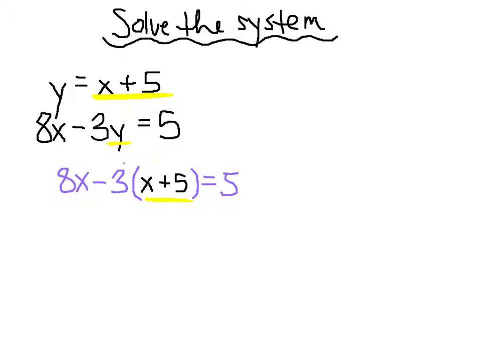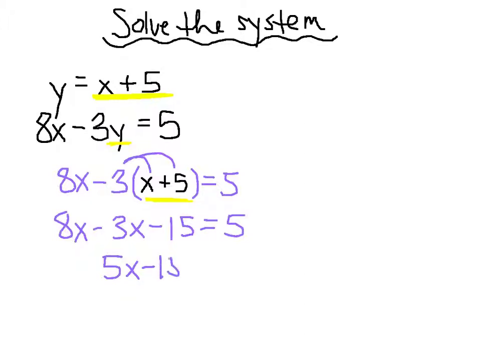The first thing I want to do is get rid of these parentheses by distributing. So I get 8x minus 3x minus 15. Don't forget you're taking a negative 3 and multiplying it by everything on the inside, so we get negative 3x minus 15. And that'll equal 5. You can combine like terms next. I see two like terms on the same side of the equal sign. That'll give me 5x minus 15 equals 5.